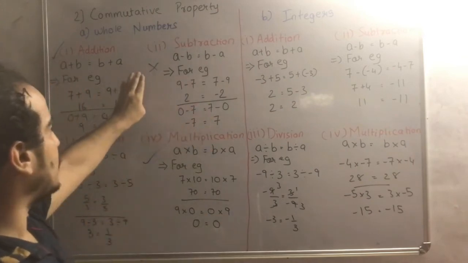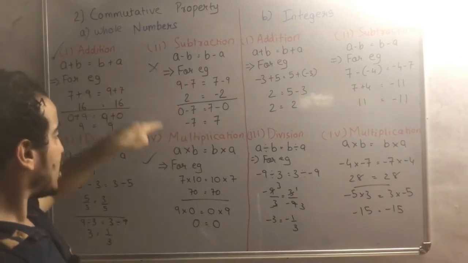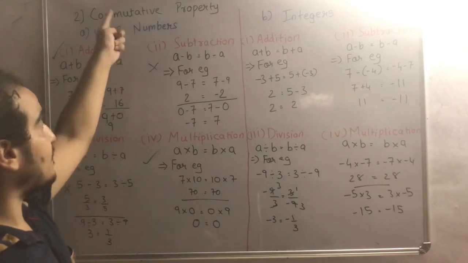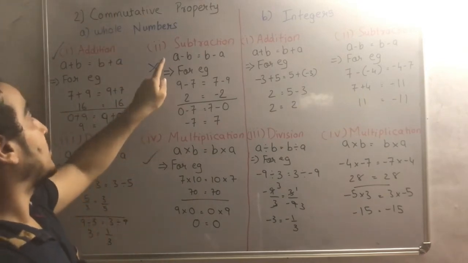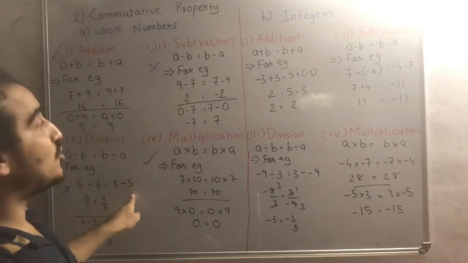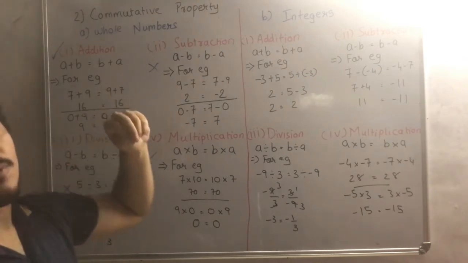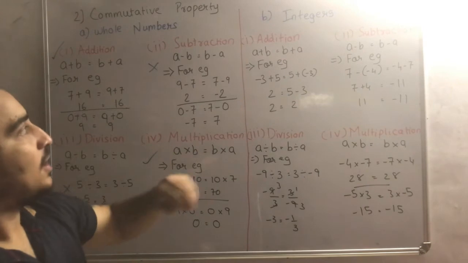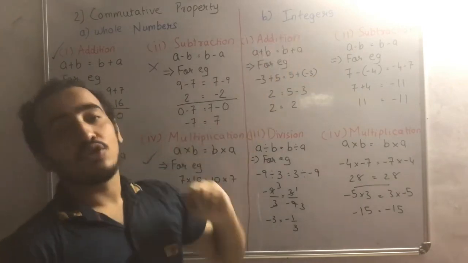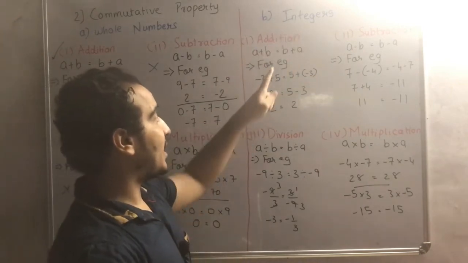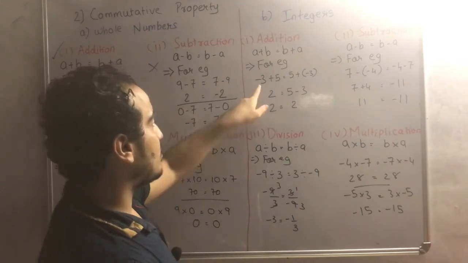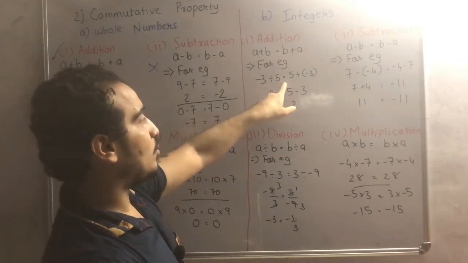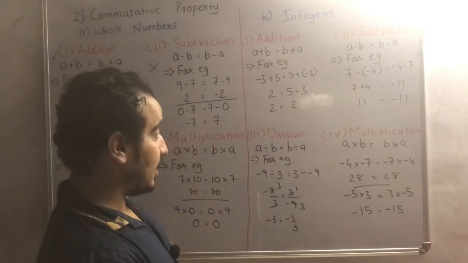We have completed whole numbers, and we can see that addition and multiplication of whole numbers follow the rules of the commutative property, but subtraction and division do not. Okay, so now we go to integers. First we will take addition. A plus b equals b plus a. For example, minus 3 plus 5 equals 5 plus minus 3.